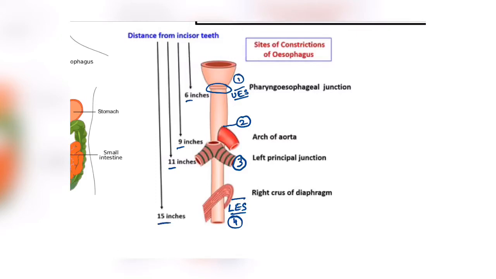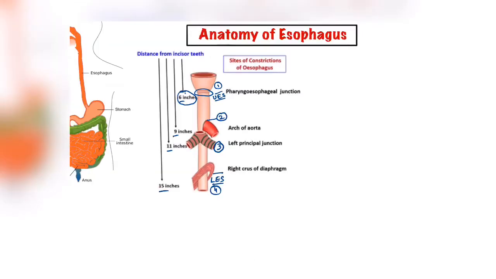The distance of the upper esophageal sphincter from the incisor teeth is 6 inches, and the distance of the arch of aorta from the incisor teeth is 9 inches, and the distance of the third constriction from the upper incisor teeth is 11 inches, and the distance from the incisor teeth up to the lower esophageal sphincter is 15 inches.